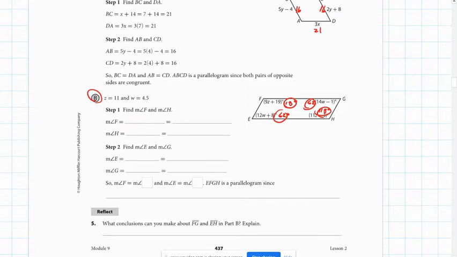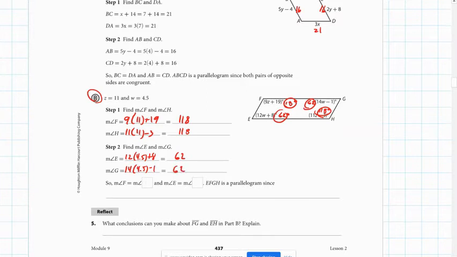Oh, what they wanted here was 9 times 11 plus 19, and that was 118. This is 11 times 11 minus 3, which is also 118. For angle E, it's 12 times 4.5 plus 8, which is 62. And then 14 times 4.5 minus 1, which is also 62.